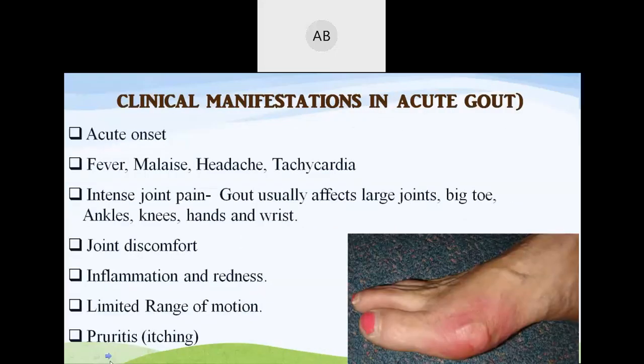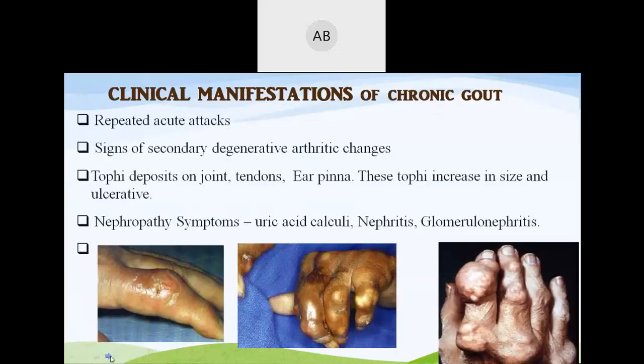Along with that, it is also seen that gout is acute in onset. Suddenly it may start. The person may have fever, weakness of the body, malaise, headache, and tachycardia, that is, an increase in heart rate. The patient will usually have severe or intense joint pain. Almost all the joints may be affected. Here also you can see in the figure, the greater toe is affected. Joint discomfort, redness and limited range of motion will be there. They may not be able to walk at times. Pruritus or itching is also very common in the affected part.